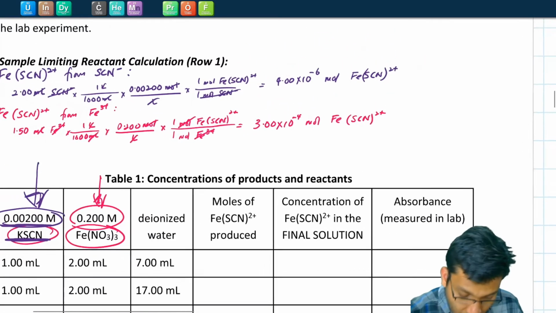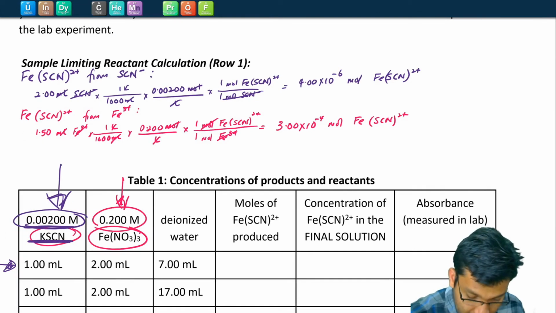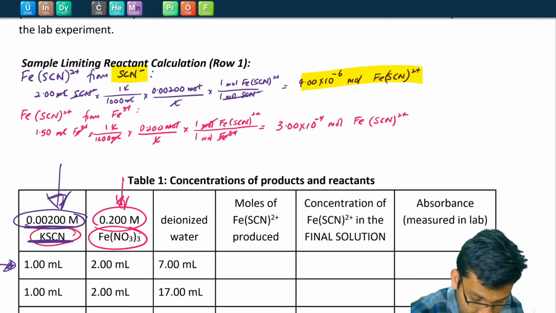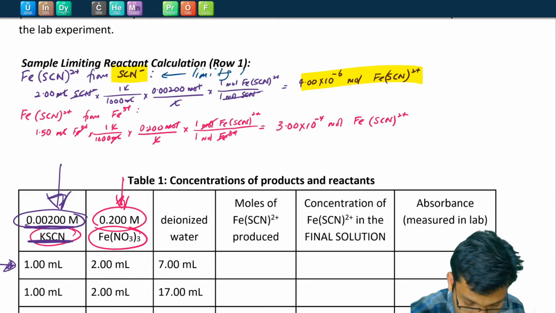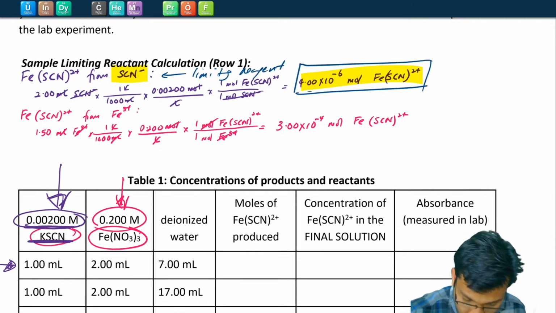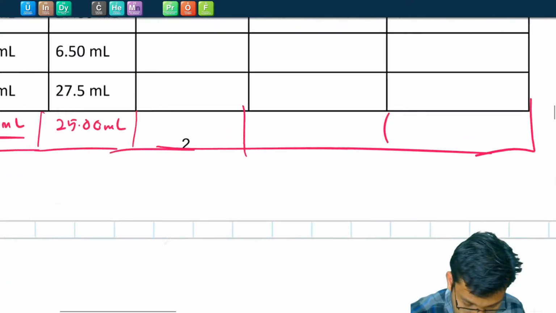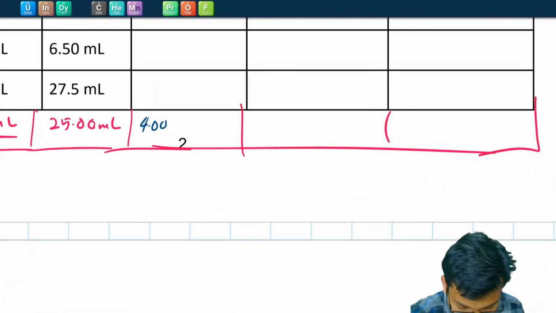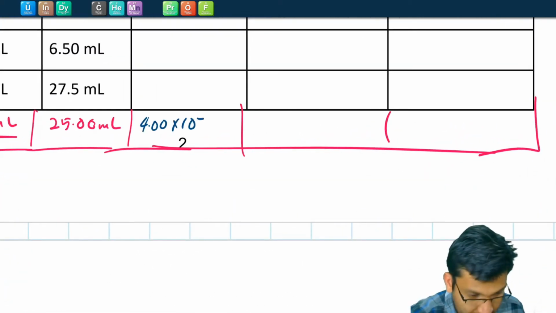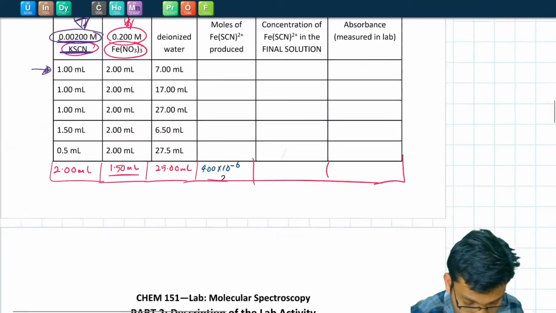All right, so which one produces the smaller amount of product? Well, this here is a smaller amount of product, which means SCN minus here is our limiting reagent, which means this is the moles of product we will form. So in this table here, I will just enter 4.00 by 10 to the negative 6 moles.